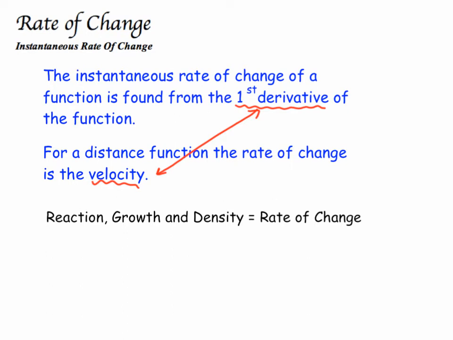Rate of change, instantaneous rate of change. So we know that rate of change is related to the first derivative, and the first derivative is also the same thing as the velocity. But instantaneous rate of change of a function is found by taking the first derivative of that function, which is similar to velocity or the same thing as velocity.